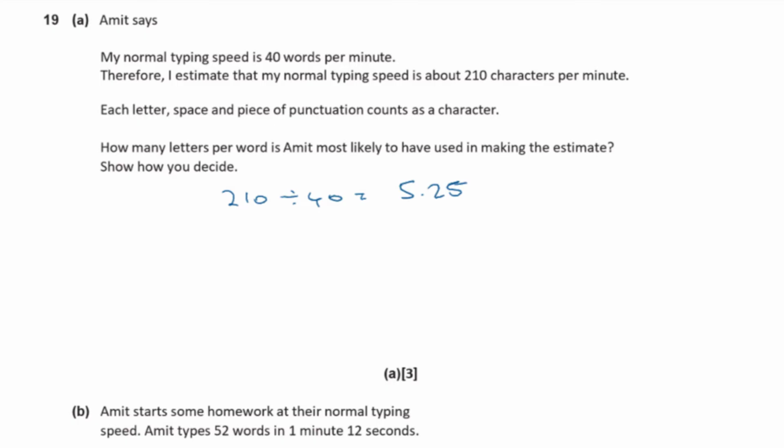Okay, now remember, characters include spaces and pieces of punctuation. So I'm guessing what he's done is he's saying that each word is going to have a space or a full stop at the end, isn't it? So that's going to be one character. And then if that's 5 altogether, then I'm going to have a 4-letter word plus a space or a full stop, giving me 5. 5 lots of 40 is 200, and he's kind of allowed a few extra characters for other types of punctuation, like commas and things that are a little bit less frequent, I suppose.